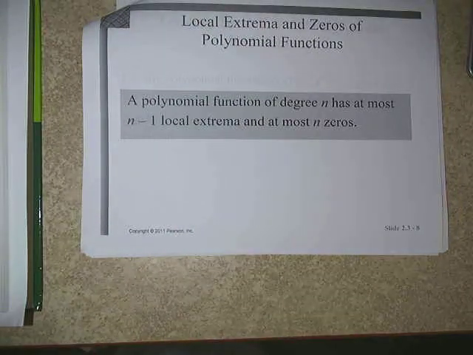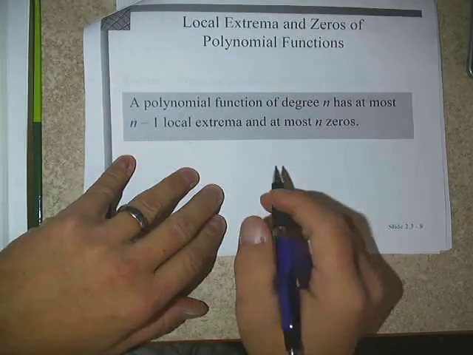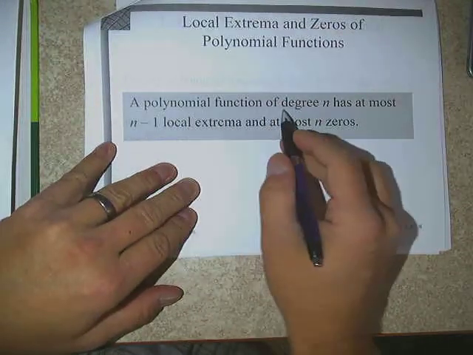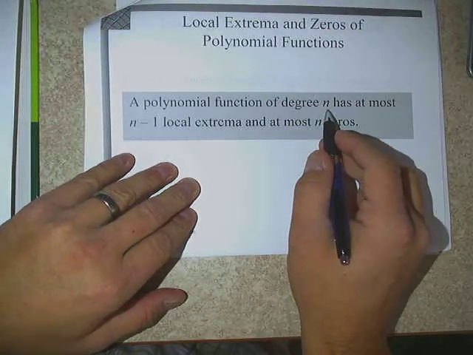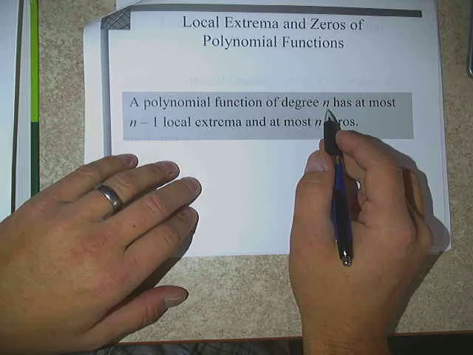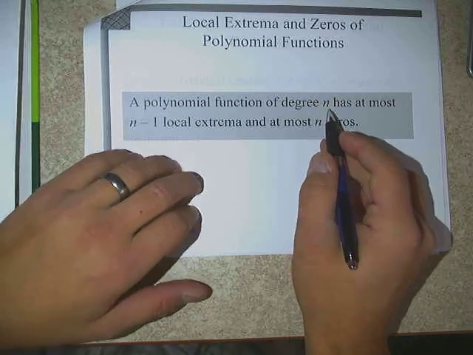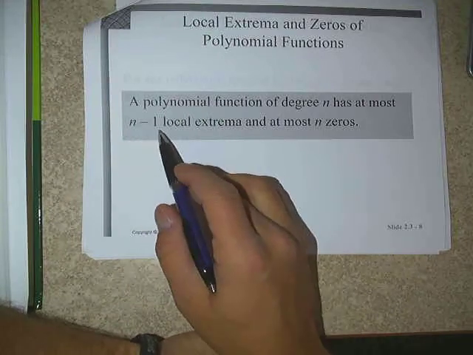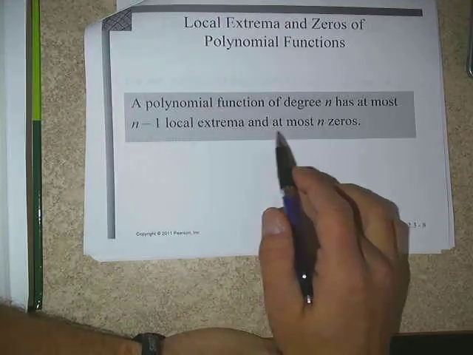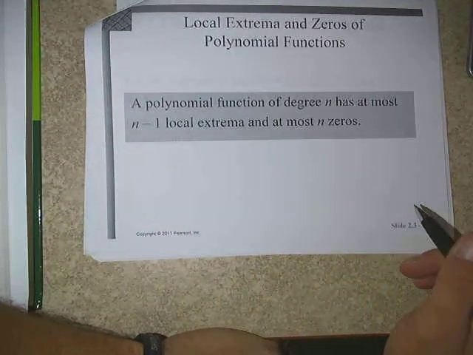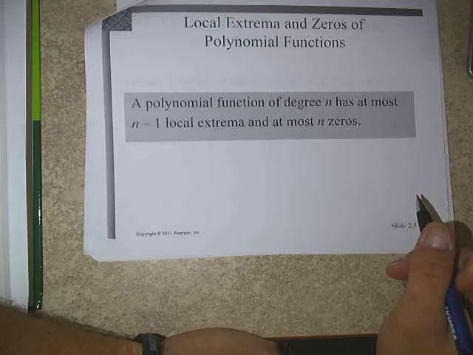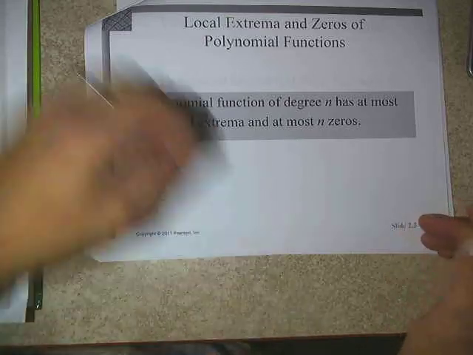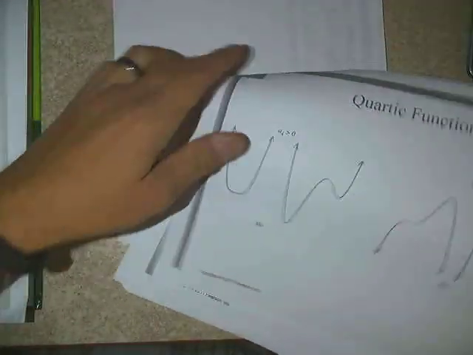Okay, now here's a pretty important part to what we're going to do today, talking about local extreme values and zeros of polynomial functions. Okay? So anytime we have a polynomial function that has degree n, whatever the degree is, it could be third degree or second degree or 10th degree, it has at most n minus 1 local extreme values and at most n zeros.